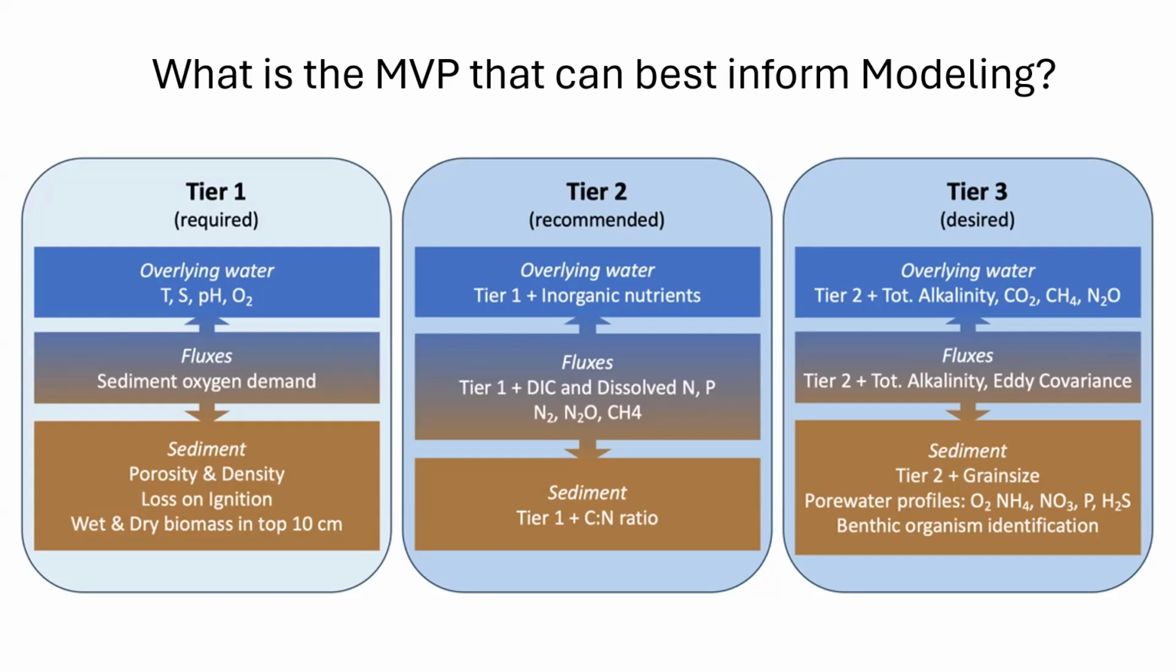And we can get more complicated. We can start to add things like inorganic nutrients, DIC, dissolved gas fluxes, and carbon to nitrogen ratios. Then tier 3, maybe we only do this in a couple of spots, but that's all the more detailed chemical measurements that we can do. Maybe we do some of my work there when we finally get to tier 3, and then more detailed analysis in the sediment.